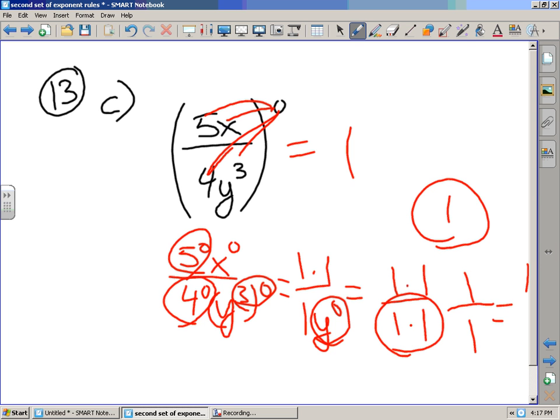So hopefully you don't have to do all of that work. You can just see that immediately. Power of none, anything that has a power of 0 is going to give you 1. So you don't have to do all of this work.